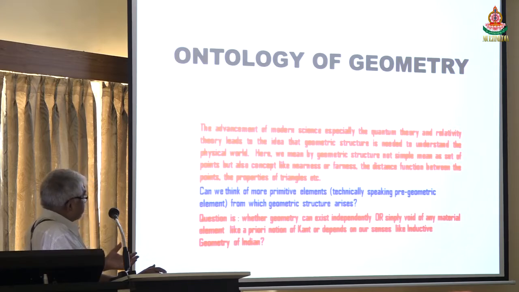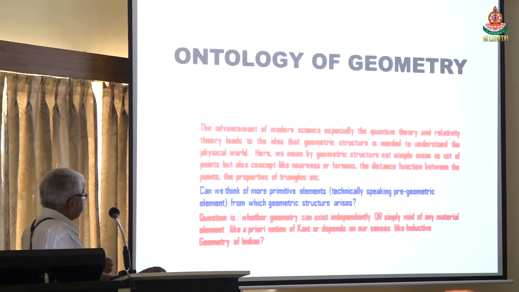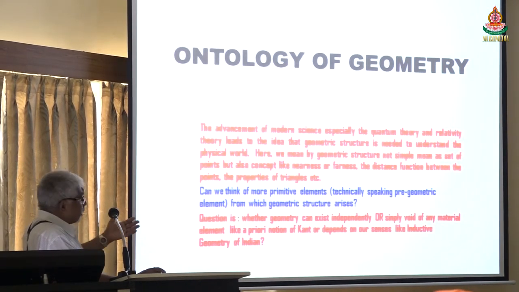When I say ontology of geometry, we are asking the question: what are the basic or more primitive notions than the geometric notion? We call them pre-geometric notions. Starting with pre-geometric notions, how do geometric structures or patterns emerge? This is the ontology of space-time, or ontology of geometry. The question is whether geometry can exist independently, void of any material element, like the a priori notion of Kant, or depends on our senses, like the induction geometry of the Indians.